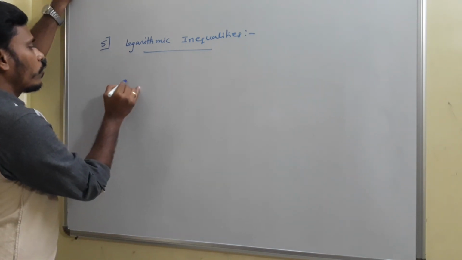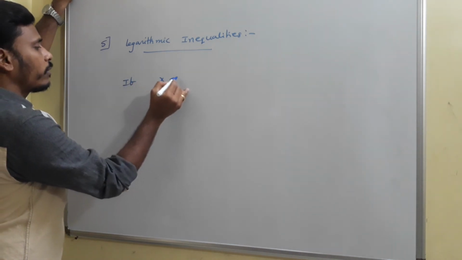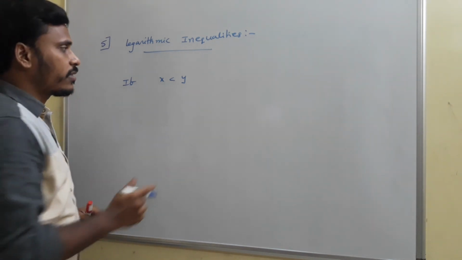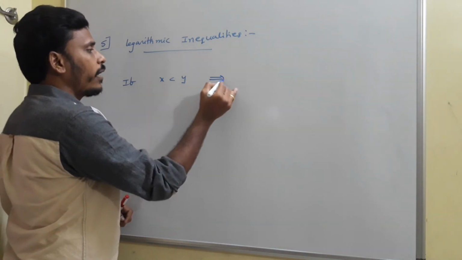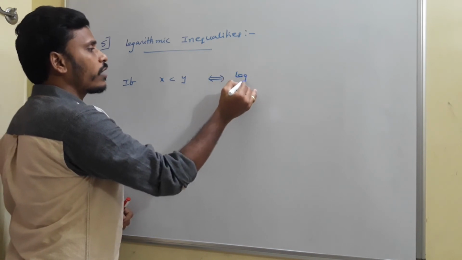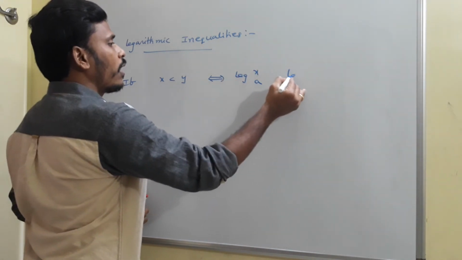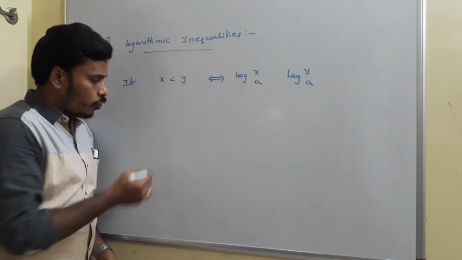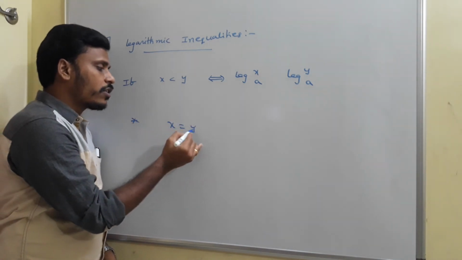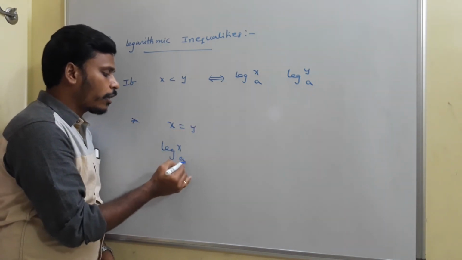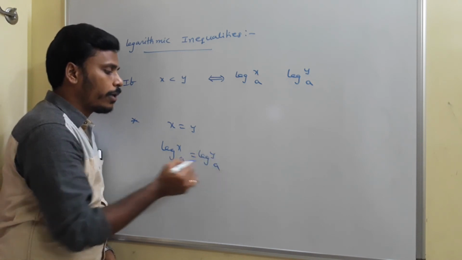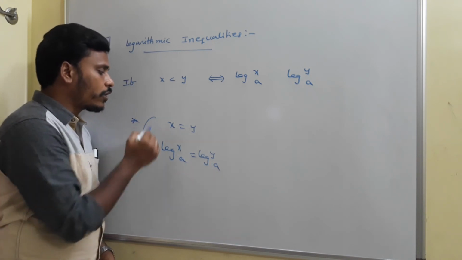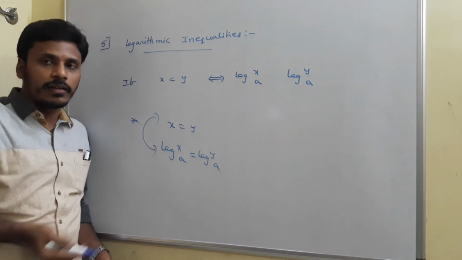Now, if x is less than y, there are two numbers such that x is less than y, and I wish to apply a logarithm with base a on both sides, the logarithm of x to the base a and the logarithm of y to the base a. Which inequality sign will I get between these two? If x is equal to y, then you simply write that the logarithm of x to the base a is equal to the logarithm of y to the base a. Or if you have this logarithmic equation, you simply cancel the logarithm with base a and write that x is equal to y.